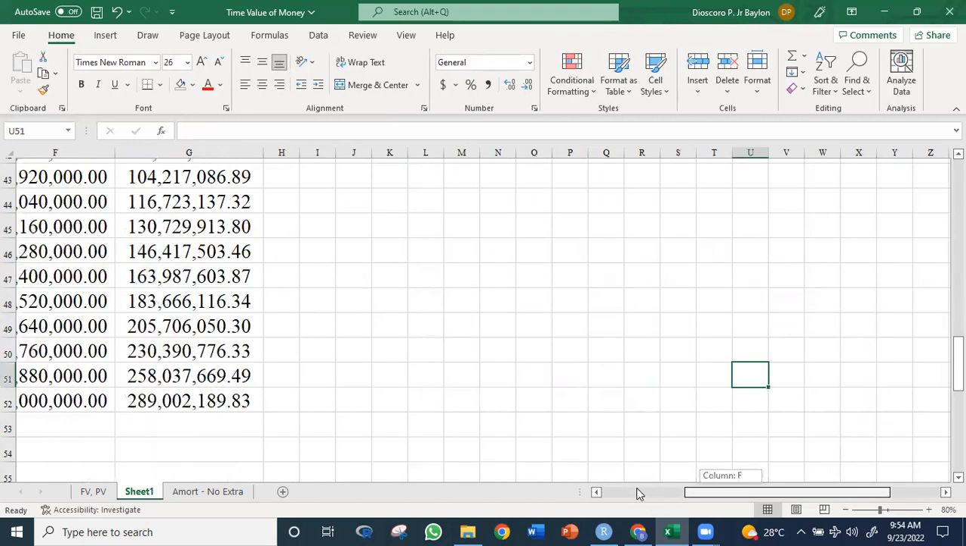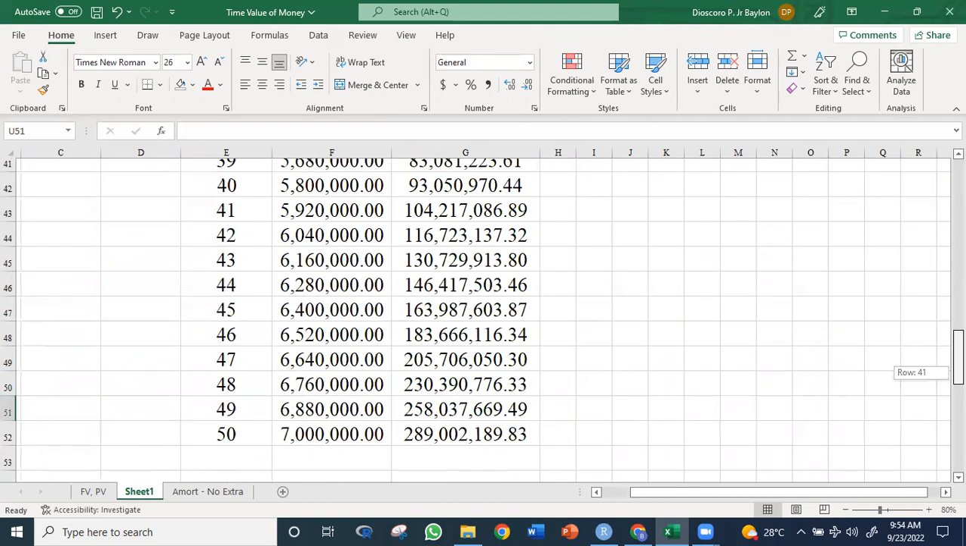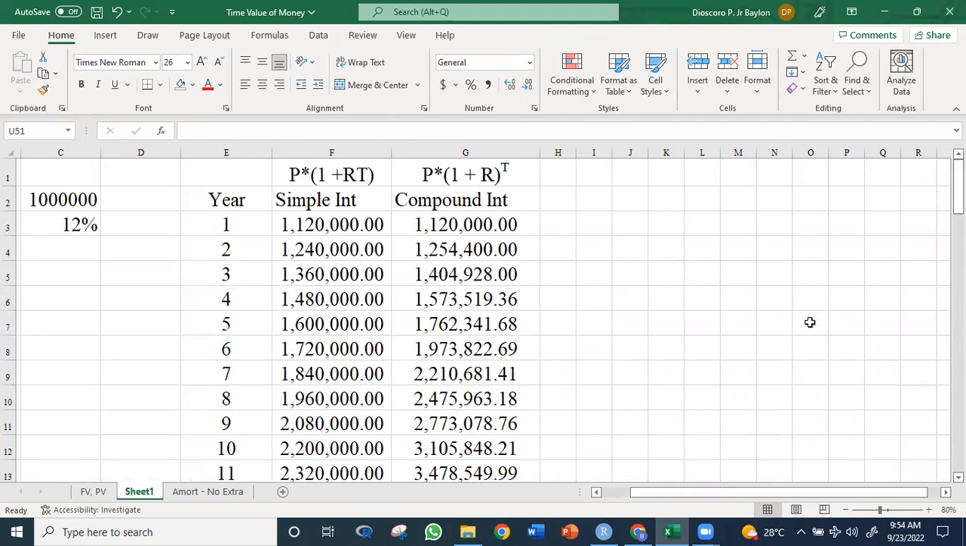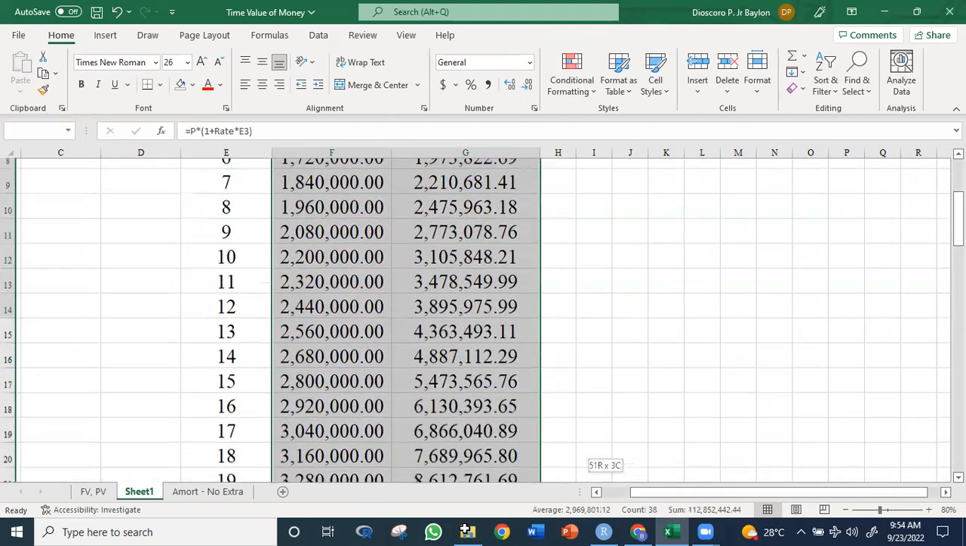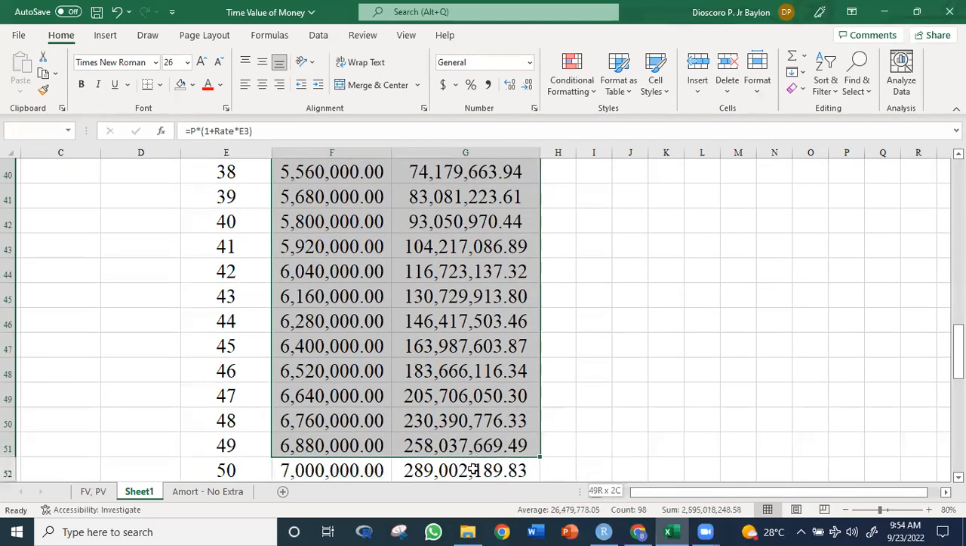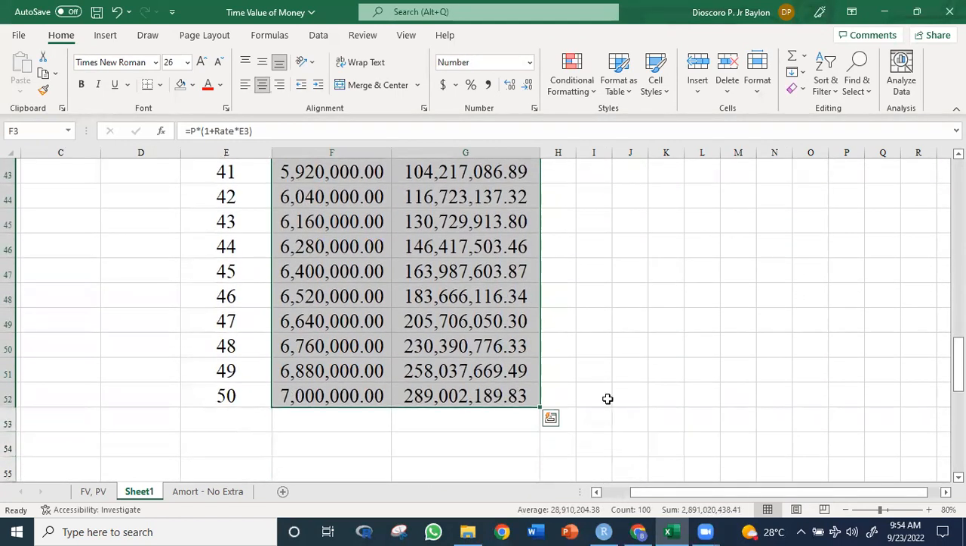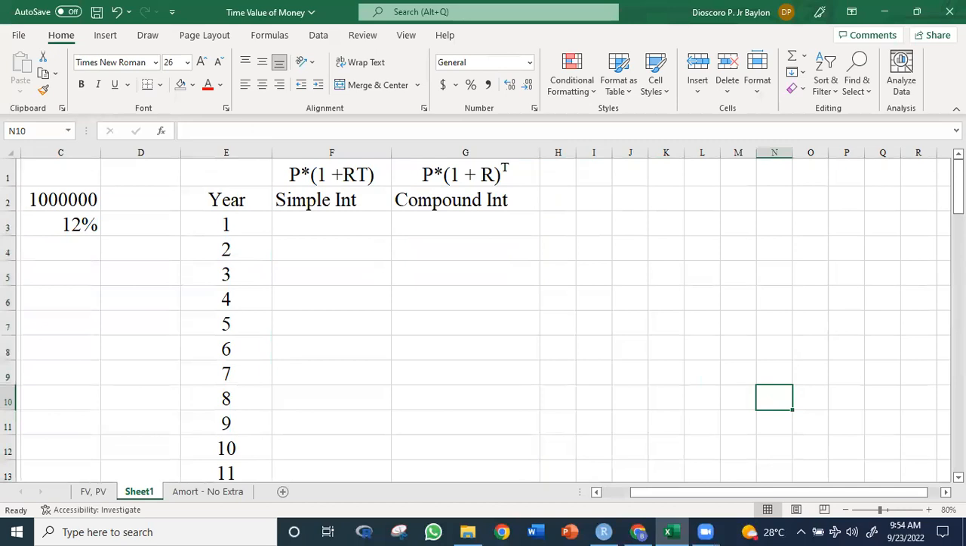Okay, let me redo this. I made it up to 50 years to dramatize the difference between simple interest and compound interest. So let me redo the formula so that everyone can follow along.